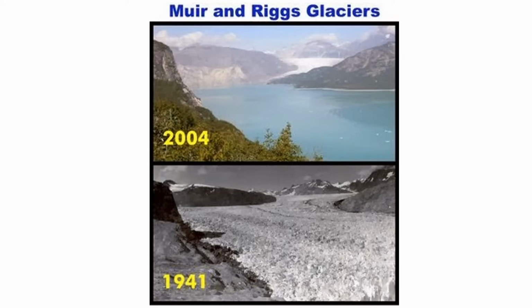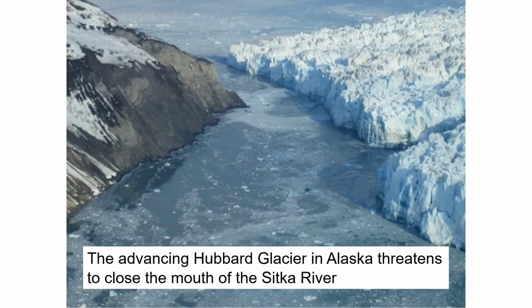So here's an example of the Muir and Riggs glaciers in Alaska, and you can see in 1941 the ice was way down here. It was actually way off the frame, and now the glacier only comes to there. So these are examples of retreating glaciers, glaciers that are getting smaller. They're losing ice faster than they're gaining it.